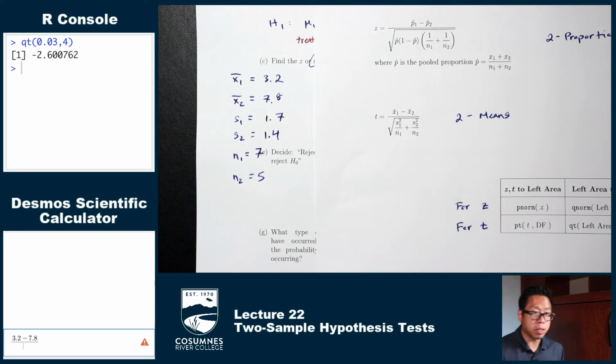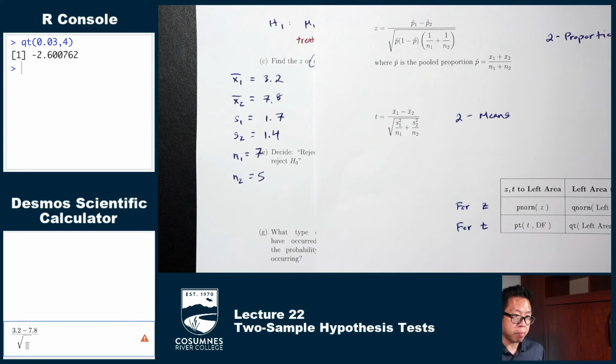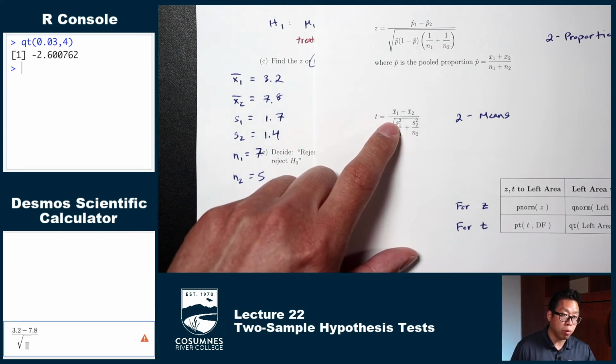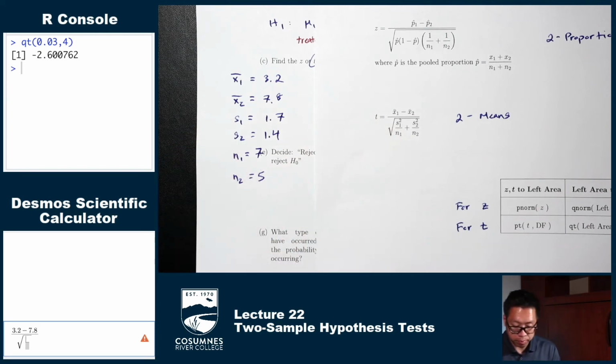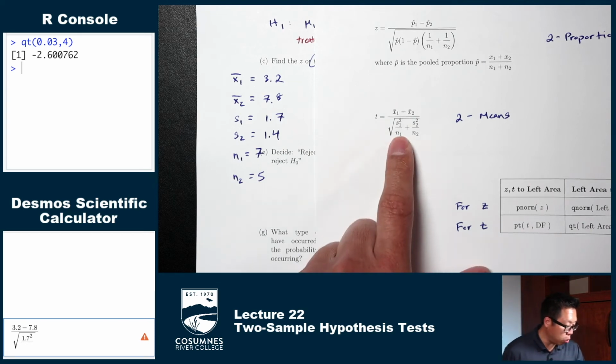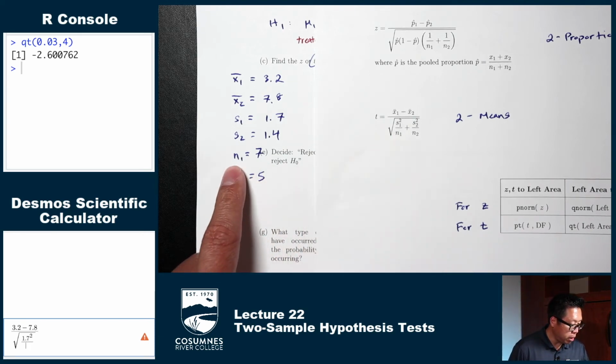On the bottom, big square root. So square root, fraction. First fraction, s1 squared over n1. So s1 is 1.7 squared over n1. N1 is 7.